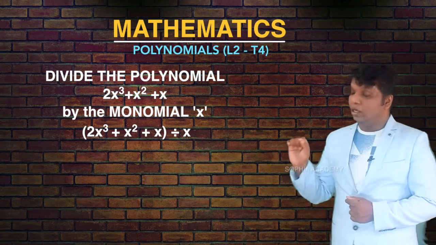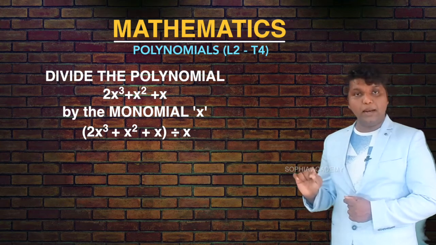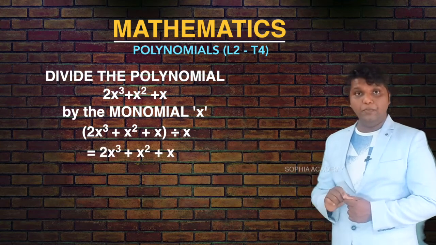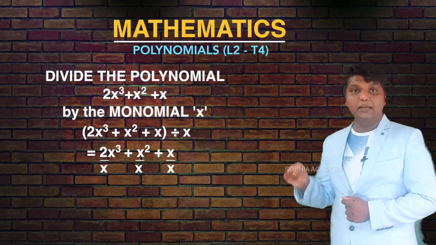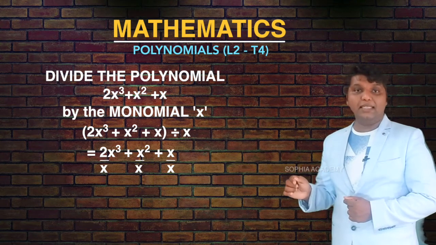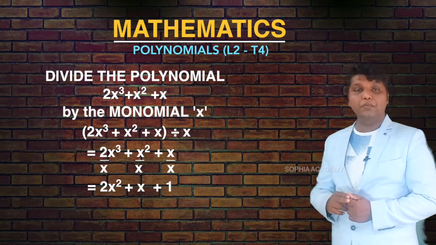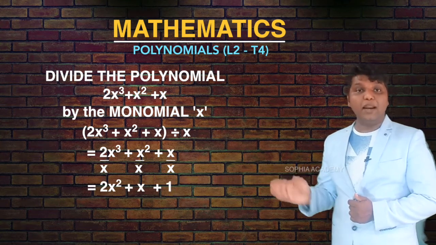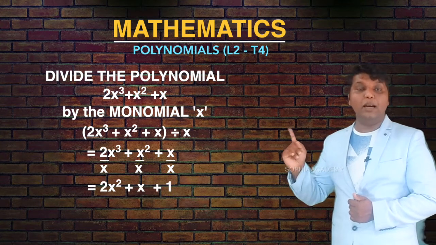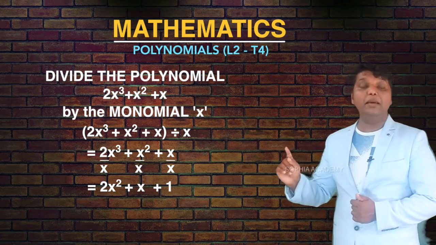So we can write 2x cube plus x square plus x, all divided by x, is equal to 2x cube by x plus x square by x plus x by x. That is equal to, for 2x cube by x, one x in the denominator and one x in the numerator will get cancelled, and the remaining will be 2x square, right?